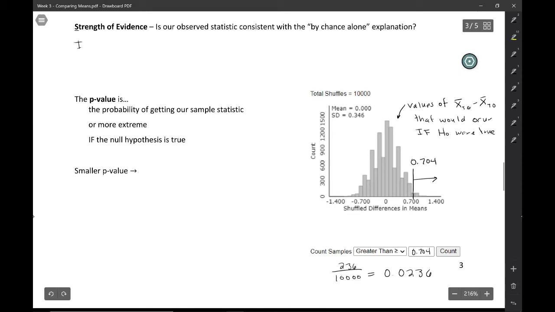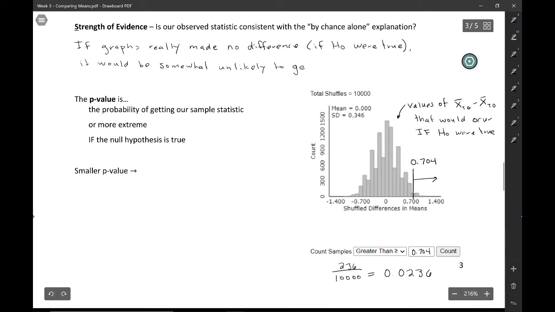Again, we always have to remember that this is sort of supposing that the null hypothesis were true. So this is saying if graphs really made no difference, if the null hypothesis were actually true, that's our assumption, then it would be somewhat unlikely to get results like ours, right? It only happens 2% of the time, so it would be somewhat unlikely to get results like ours or more extreme.